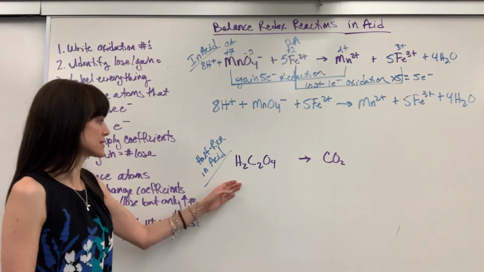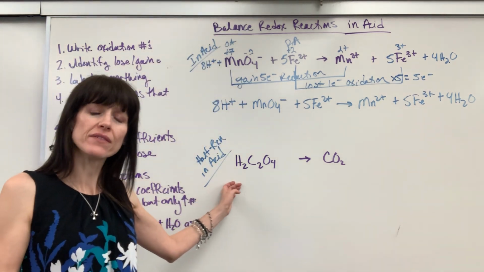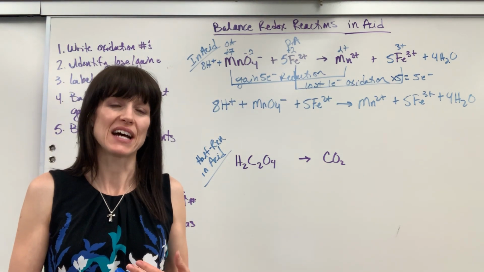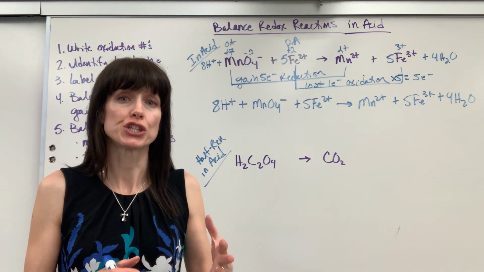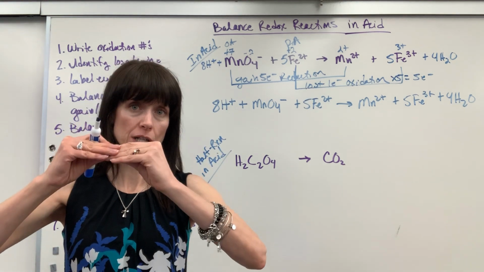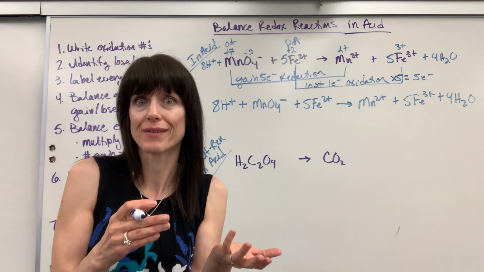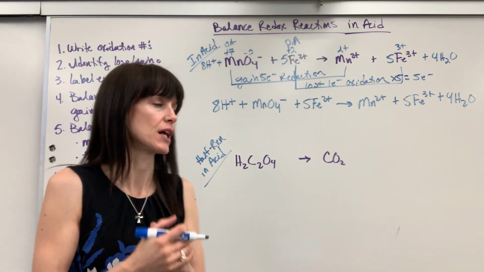Now, let's go to this next example. This is if you're given a half reaction and you have to balance it in acid. Remember, a half reaction is just showing one part, either the reduction or the oxidation. It's not the full redox. It's only half of the redox.